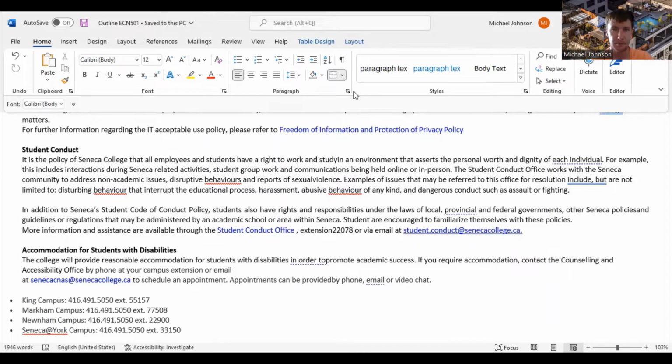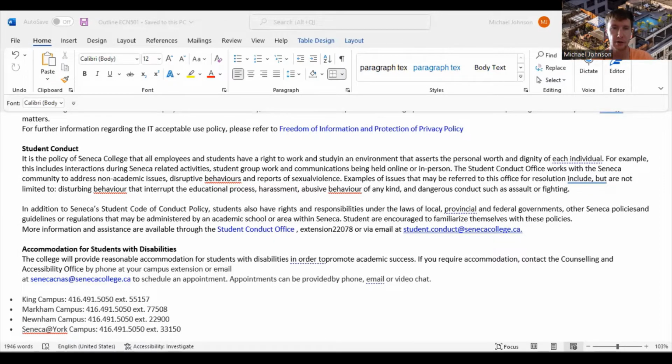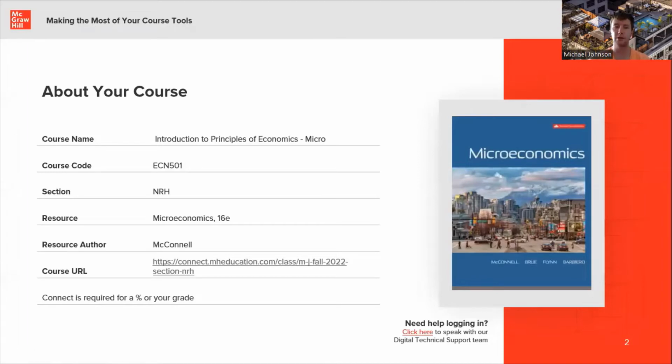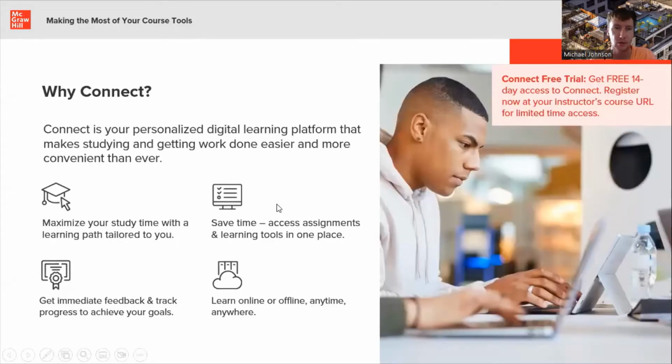And for this course, you're going to have to purchase McGraw-Hill Connect. So I'm going to show you the presentation on McGraw-Hill. So here's the presentation. Our section is NRH, and the course URL for registering for Connect is this URL here. And this presentation is on Blackboard. So you purchase the code and then log in through the course URL here. That's how you do it. That's how you get in. So just let me know if you need help doing this.